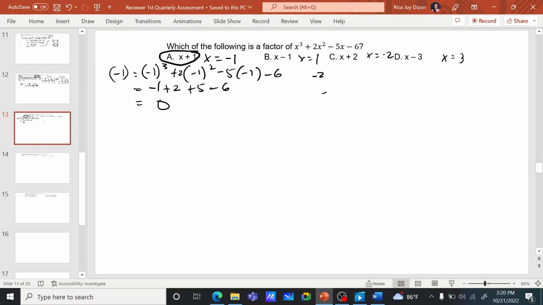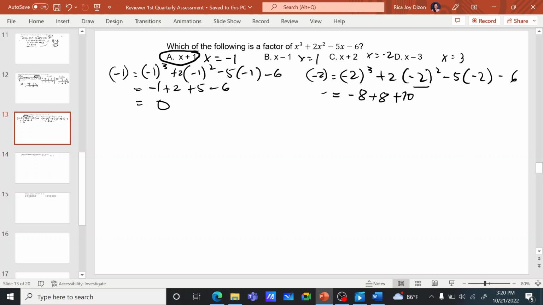Okay, so negative 2, substitute x with negative 2. That becomes negative 2 cubed plus 2 times negative 2 squared minus 5 times negative 2 minus 6. Negative 2 cubed is negative 8. Negative 2 squared is 4, times 2 is 8. Negative 5 times negative 2 is 10, minus 6. So this is 0. 10 minus 6 is 4. Letter C is not a factor.